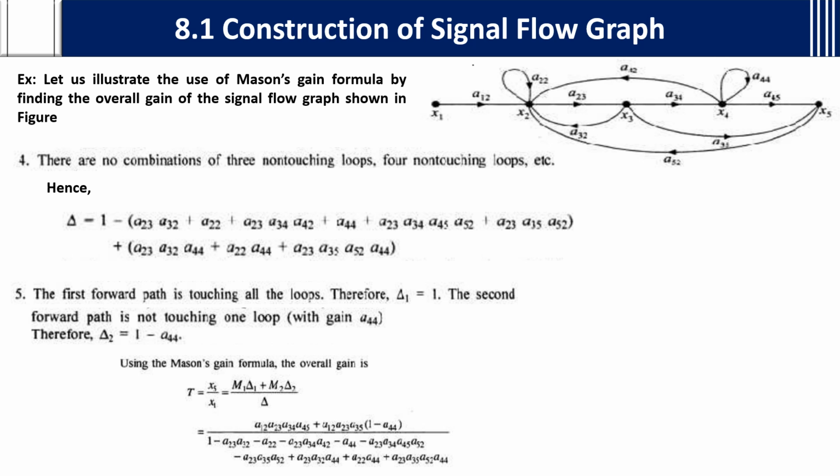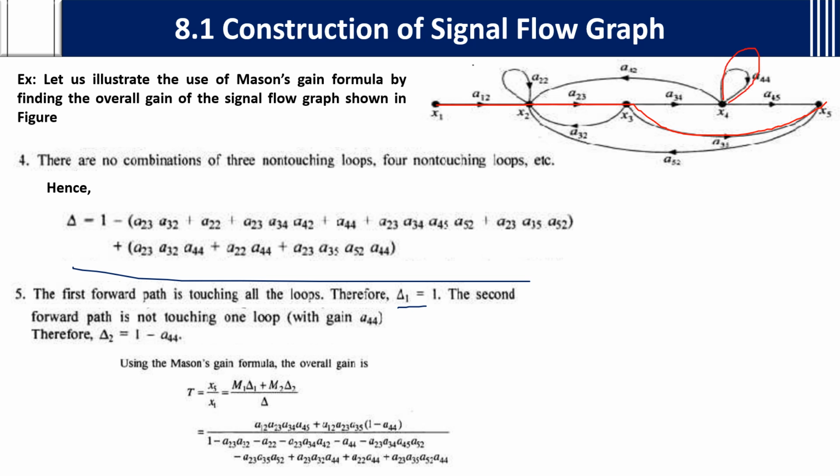We got delta now. After finding delta, the first forward path is touching all the loops. If you see, for this first forward path all the loops are touching. Am I right? All the loops are touching this line. So delta 1 will be 1. The second forward path is not touching one loop. If you see, this is the second forward path. For this, which loop is not touching? This loop is not touching.